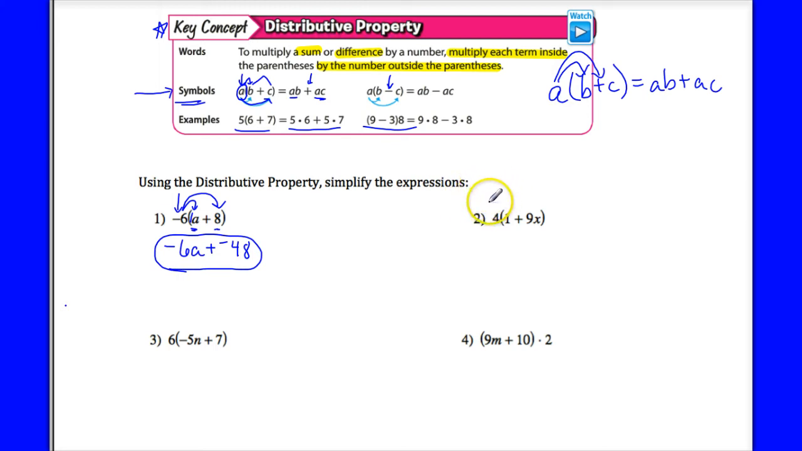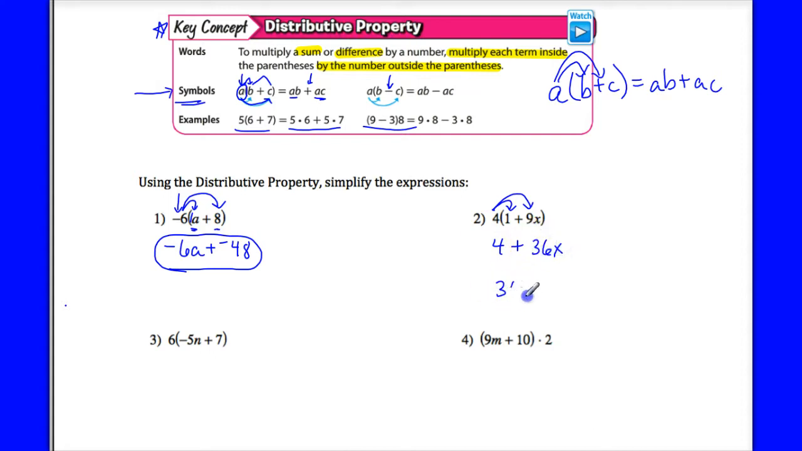Let's take a look at number 2. Here's 4. That means we have 4 groups of 1, so 4 times 1 would be 4, plus 4 groups of 9x. That means you'd have 9x down, but you'd have 4 groups of them circled, and that would be a total of 36x. And we could rewrite that.